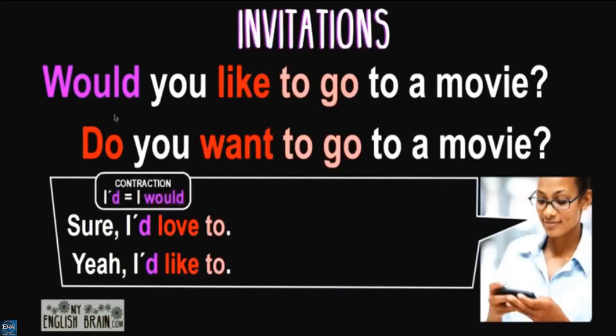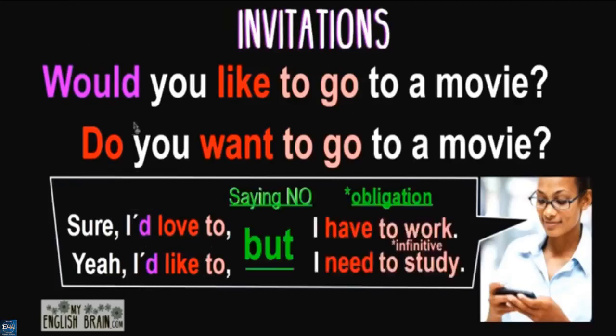So to review, when we ask someone an invitation, we have two ways. We use would and like, or we use do and want. We always use the infinitive. For example, would you like to go to a movie? Or do you want to go to a movie? To say yes, we use the short version and the contraction of I would: I'd. Sure, I'd love to. Remember, the to is very important. Or yeah, I'd like to. But when we say no, we use the short version to accept, to be polite, the word but, and then the obligation, using I have to and I need to.